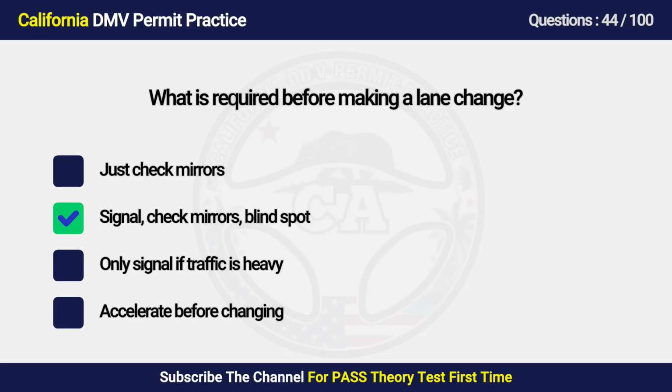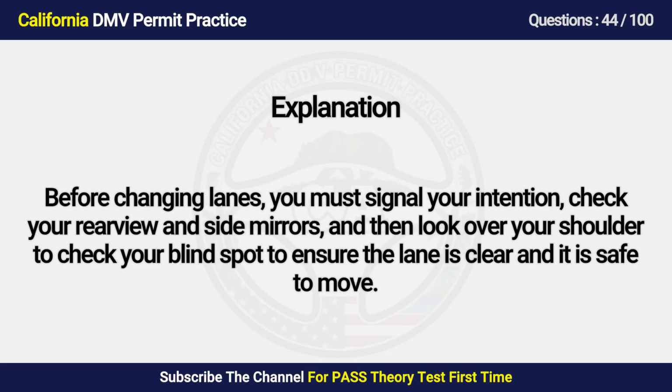Answer is B. Signal, check mirrors, blind spot. Before changing lanes, you must signal your intention, check your rearview and side mirrors, and then look over your shoulder to check your blind spot to ensure the lane is clear and it is safe to move.